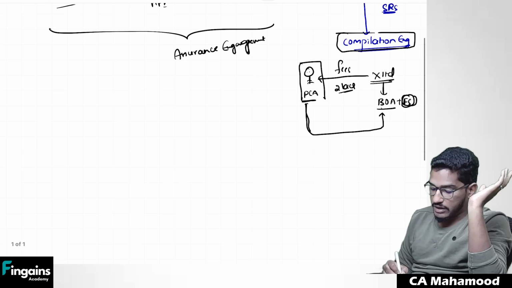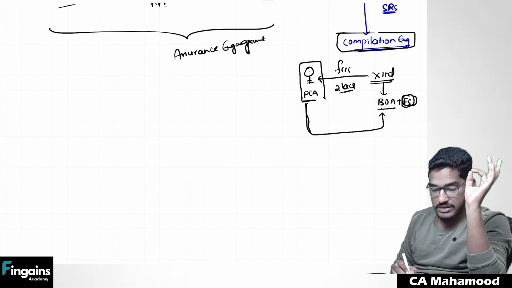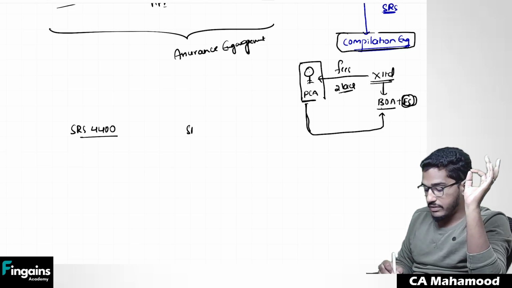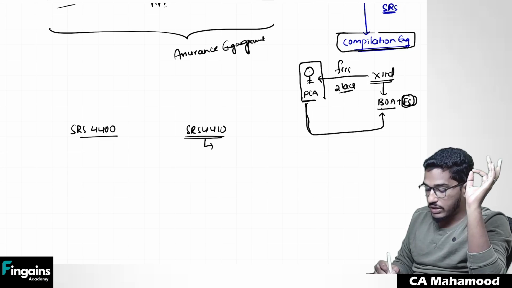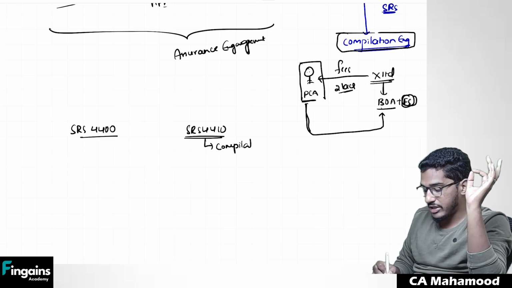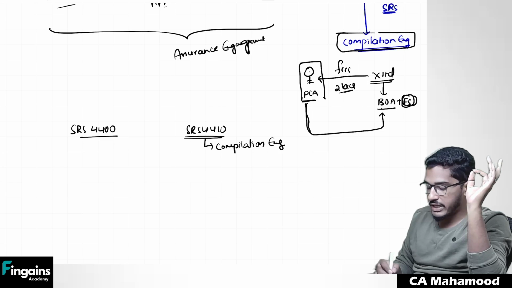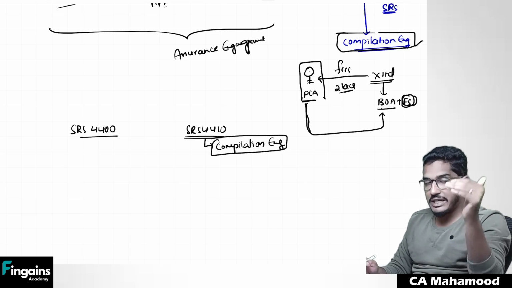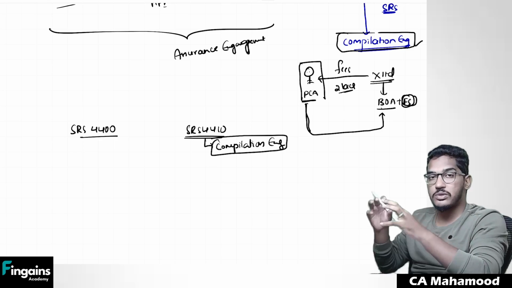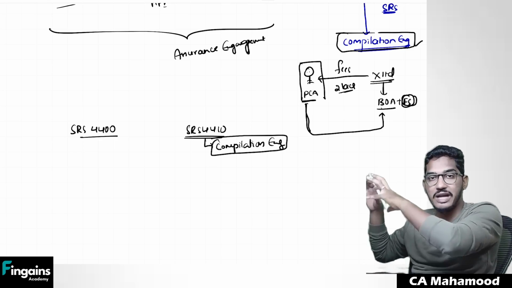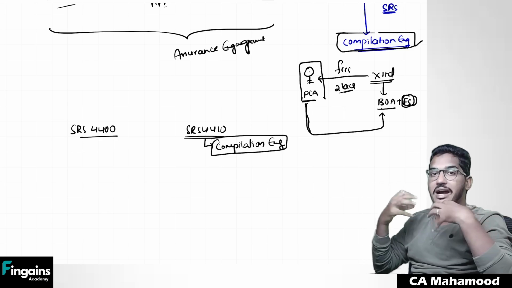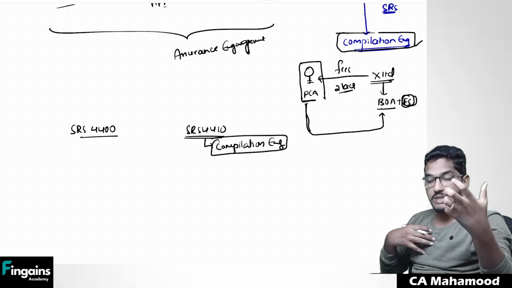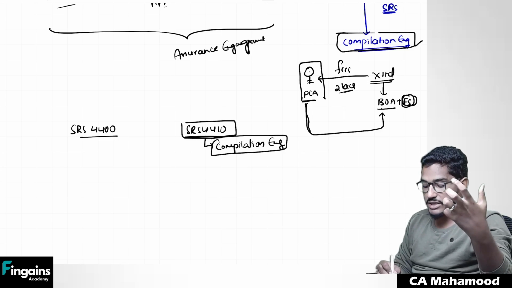And as I was telling you, there are two SRS standards which we are required to discuss as part of this chapter. One is SRS 4400 and the other one is SRS 4410. SRS 4410 talks about how you are required to perform compilation engagements. What is the meaning of compilation engagement? That's what I have just told you. If a client approaches you asking you to help them in the preparation and presentation of financial statements, that engagement we call a compilation engagement.